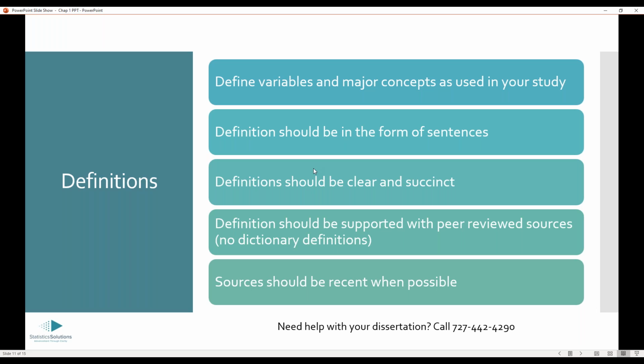And you need to have these anchored with peer-reviewed sources. Usually more recent sources are better, but sometimes if it comes from a theory, older sources are fine if it's foundational. But no general dictionary definitions. Definitions need to come from the literature and from peer-reviewed sources, and be, like I said, clear and succinct. They're not discussions. Okay.